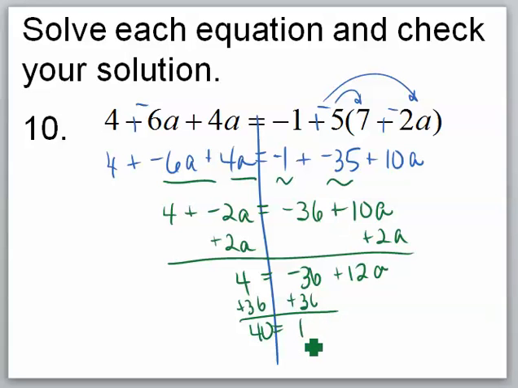And I have my 12a. Divide by 12. 12 doesn't go into 40 evenly. So I end up getting 40 over 12. But 4 goes into each one of these, so we could end up with the answer of 10/3 as well.